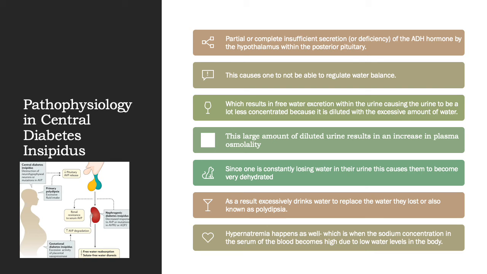I'm separating the pathophysiology for central and nephrogenic. For central diabetes insipidus, like I said earlier, it starts when there is either a partial or complete lack of secretion of ADH, antidiuretic hormone, by the hypothalamus within the posterior pituitary.